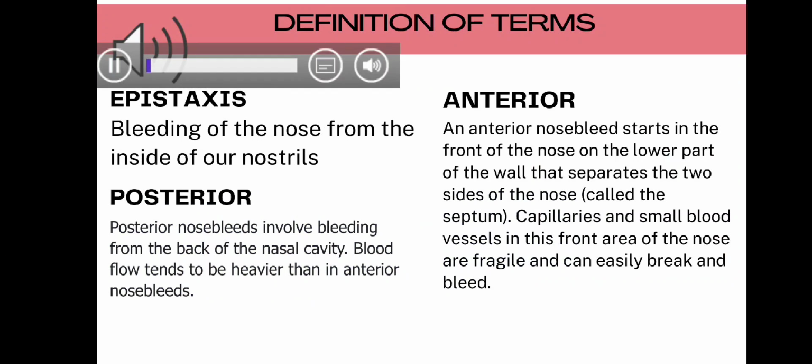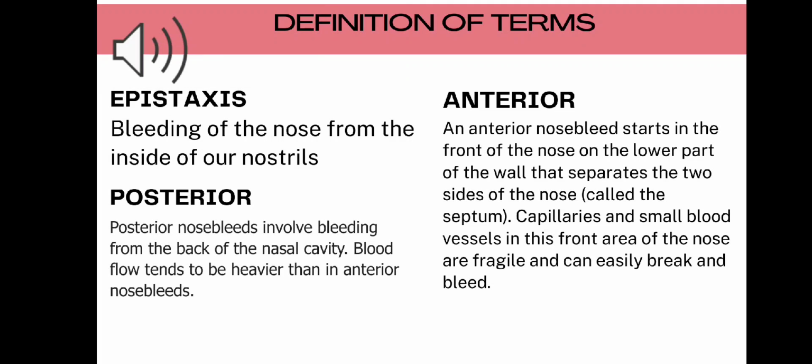For the definition of terms, first one is epistaxis, which is bleeding of the nose from inside of our nostril. Second is one of the major types of nosebleeds, which is the posterior nosebleed that involves bleeding from the back of the nasal cavity. Blood flow tends to be heavier than in anterior nosebleeds.